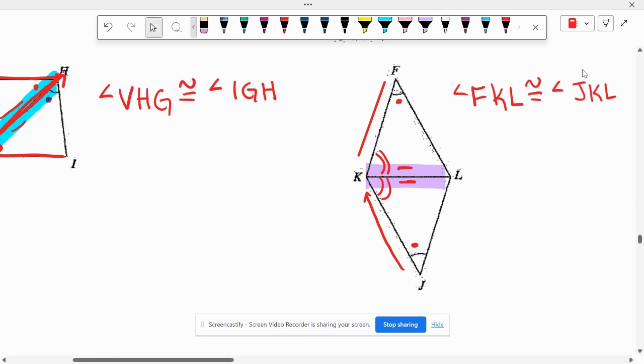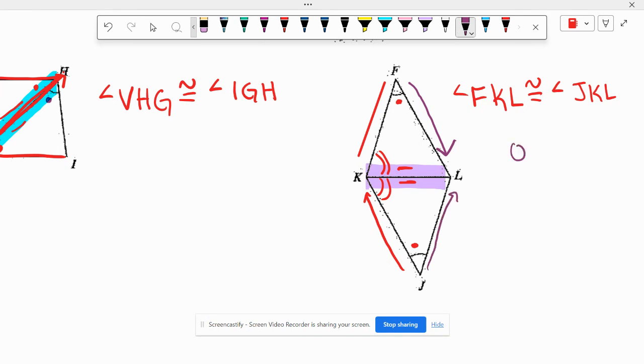But what if I went the other direction? What if I went this way? I started at angle F and I went this way, or started at angle J and went on this side. What else could I say? What other angle could be marked as congruent if I wanted to use angle, angle, side? Well, angle FLK congruent to angle JLK. Oh, sorry, that's supposed to be a J.